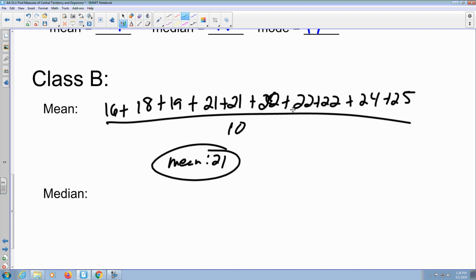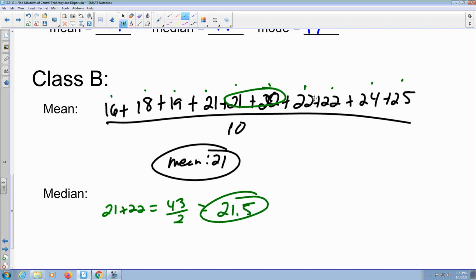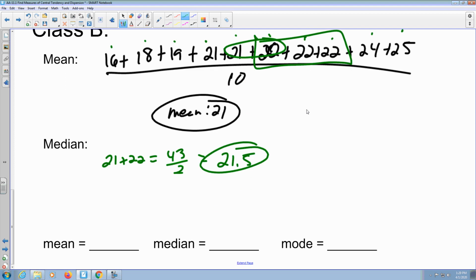And again, looking at this, I got 1, 2, 3, 4, 5. 1, 2, 3, 4, 5. These two are the middle, so I have to take the mean of that. So 21 plus 22 is 43, and divide that by 2, and so I get 21.5 is my median, and it looks like 22 is the most recurring one. So mean is 21, median is 21.5, mode is 22.